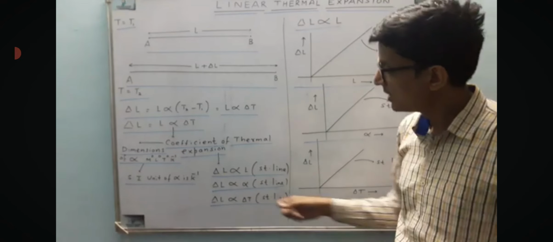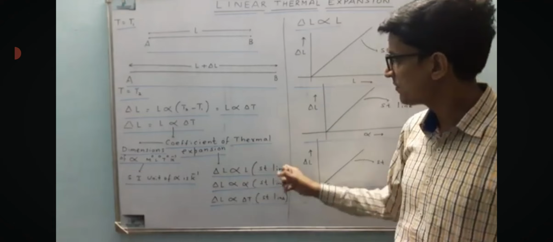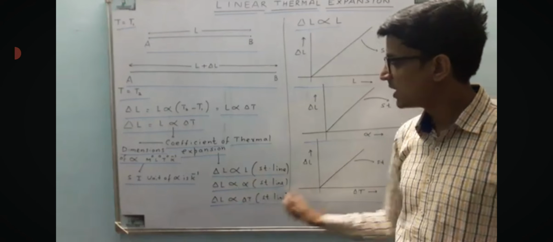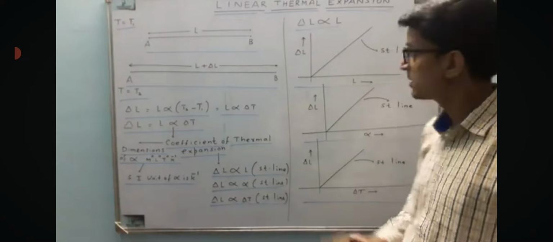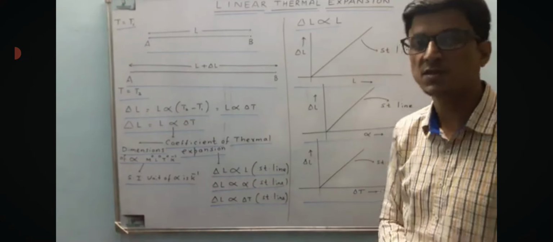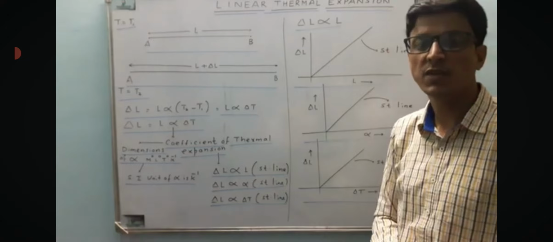So we can see that delta L is proportional to L, so graph will be a straight line. Delta L is proportional to alpha, straight line. Delta L proportional to delta T, straight line. So if we see the graphs, all the graphs will be straight lines passing through the origin. So in this way you can solve your questions quickly.